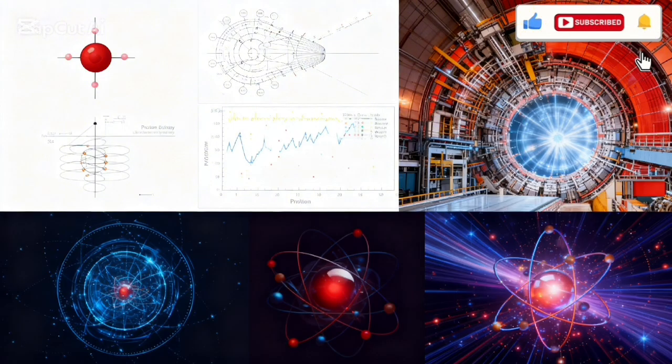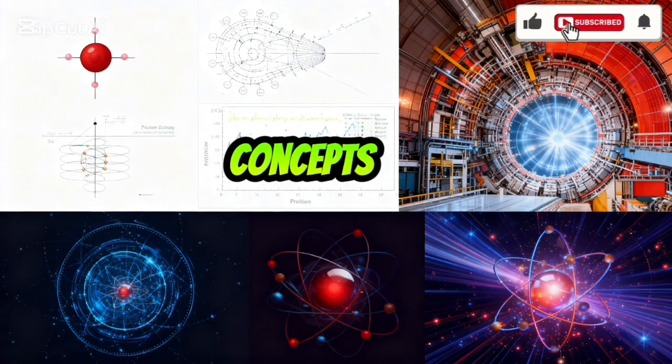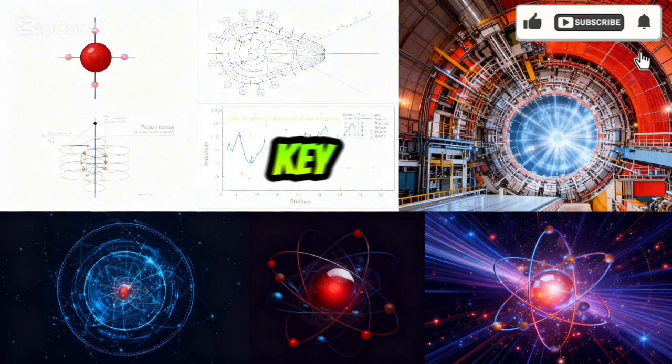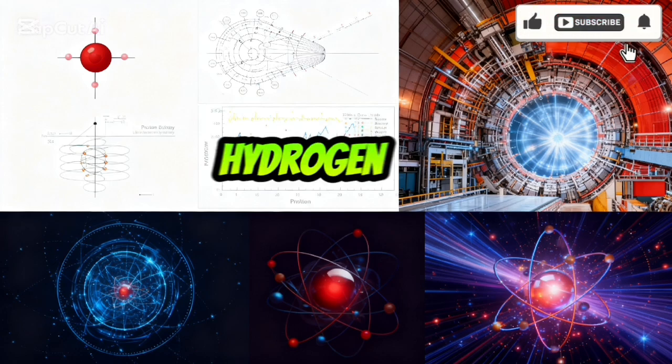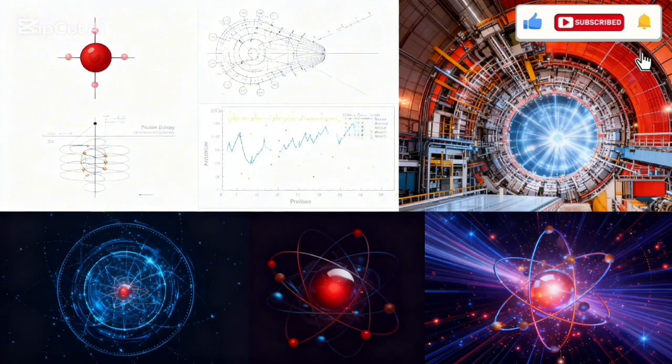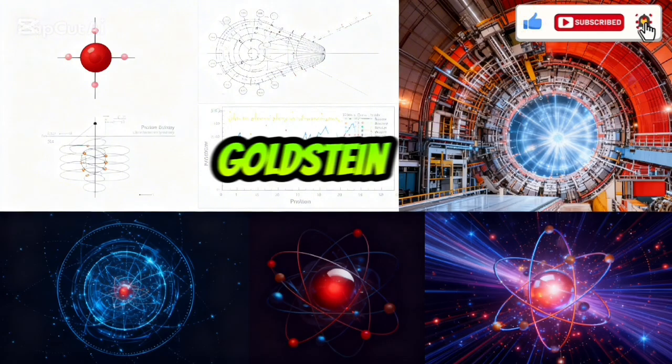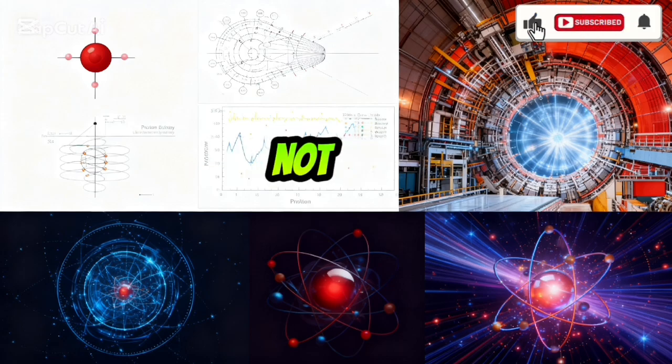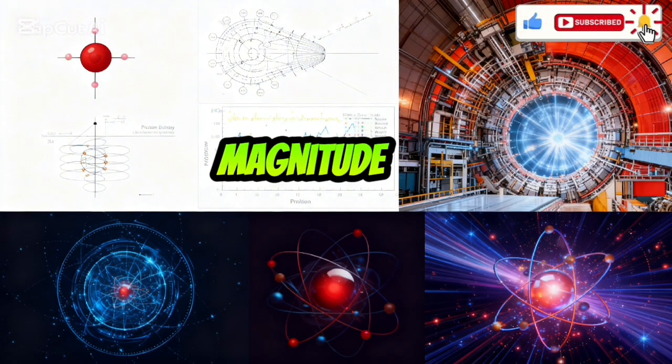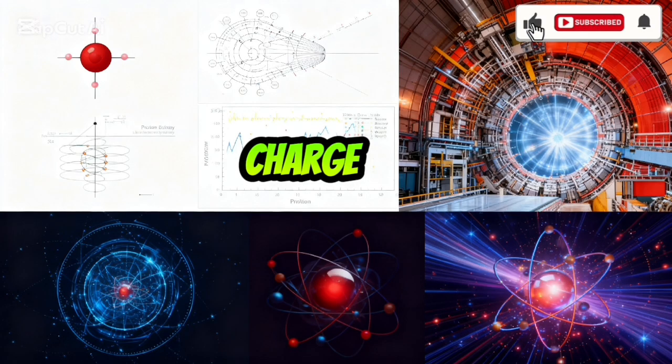Part 8. Real exam concepts. Here are some important concepts students should remember. Key point 1. Canal rays are made of positive ions. Key point 2. The proton is obtained when hydrogen gas is used. Key point 3. Goldstein discovered canal rays, not the electron. Key point 4. The proton carries a positive charge equal in magnitude to the electron's negative charge.